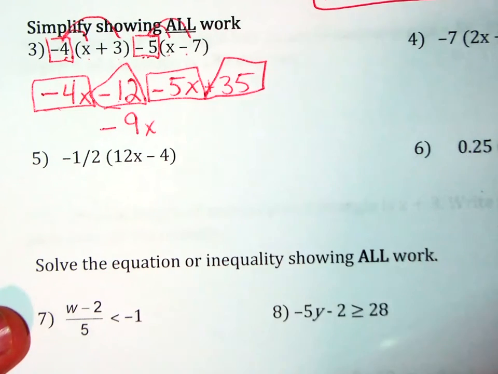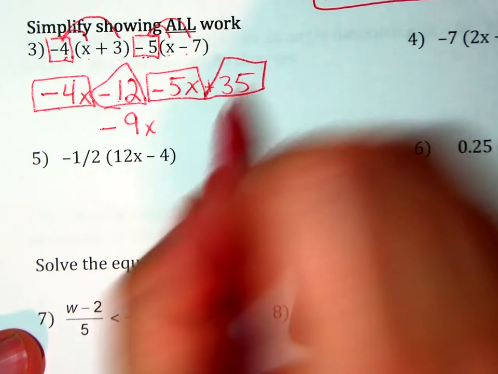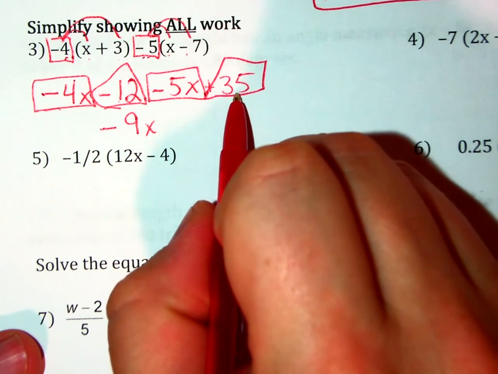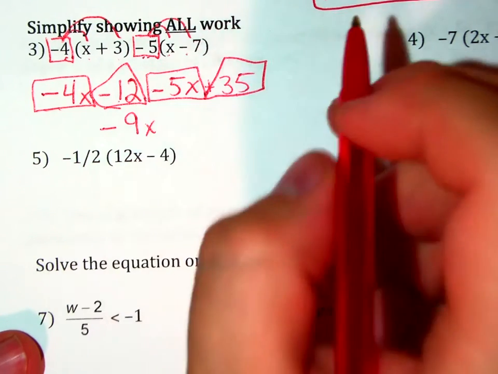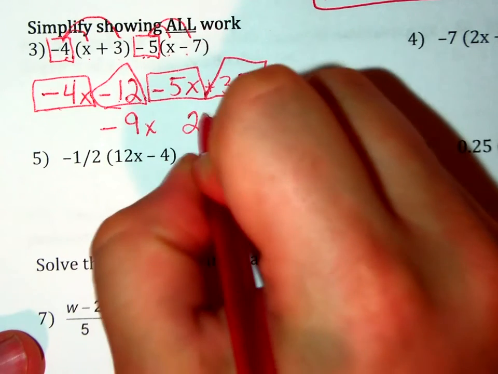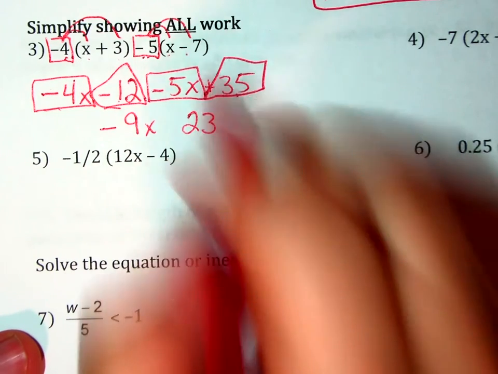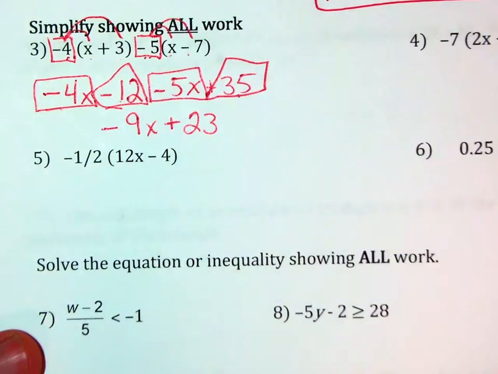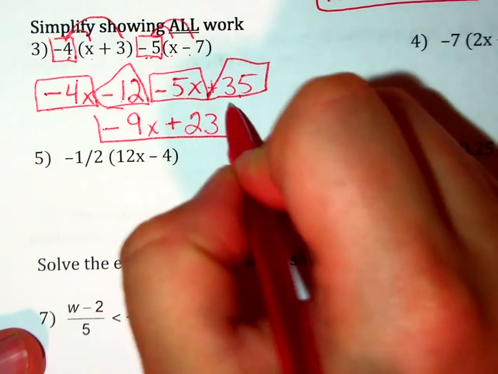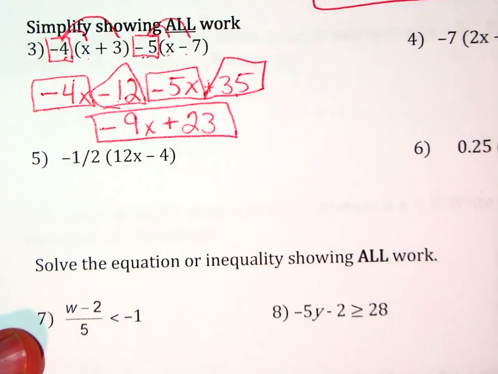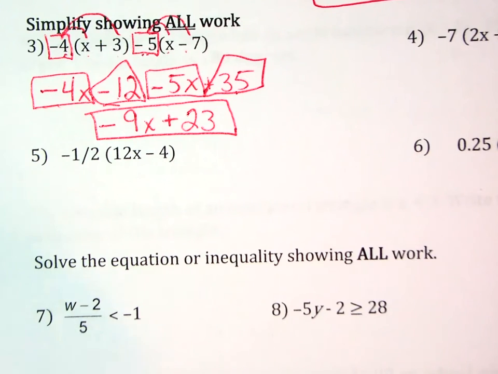-12 and +35, so I need to find the difference between the two. Keep the sign of the larger absolute value number, so the difference between 35 and 12 is 23, and my larger term is 35, which had a positive value, so it remains positive. So -9x plus 23.